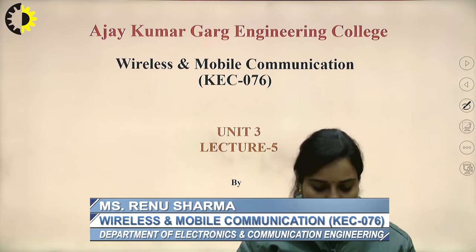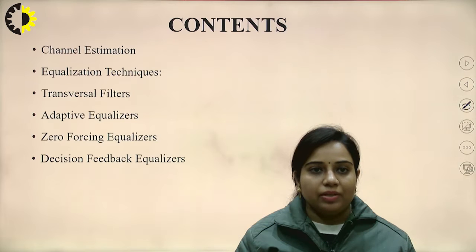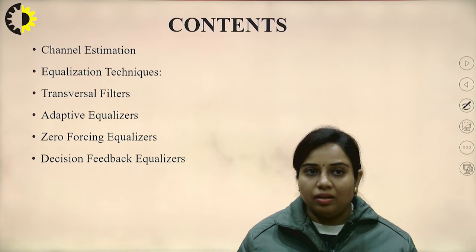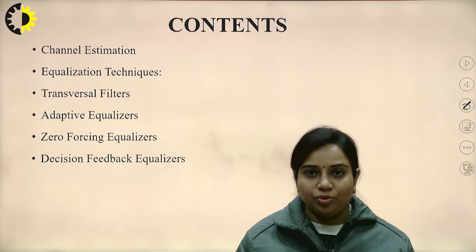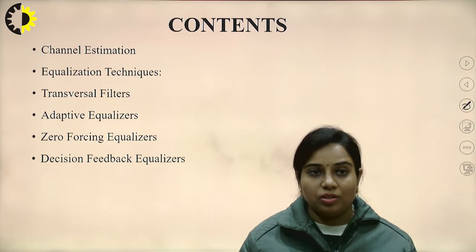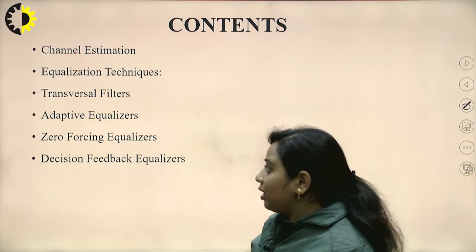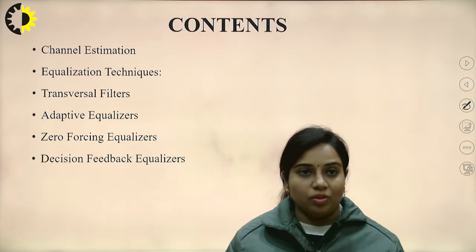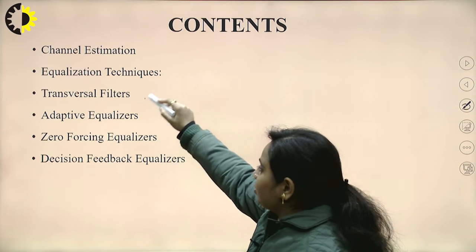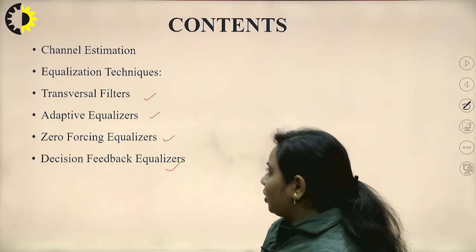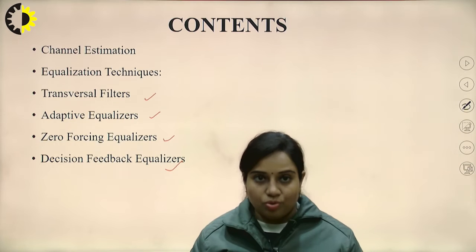Today I am going to start with the next lecture that is related to equalization. Equalization is basically when we are transferring the information over the channel, it will be affected with noise, then pulse shaping will be done at the receiver side, which is a part of equalization technique. So, there are different types of filters that will be doing the work of equalization, like the transversal filter, adaptive filter, zero forcing equalizer, decision feedback equalizer. These we are going to discuss in today's lecture.